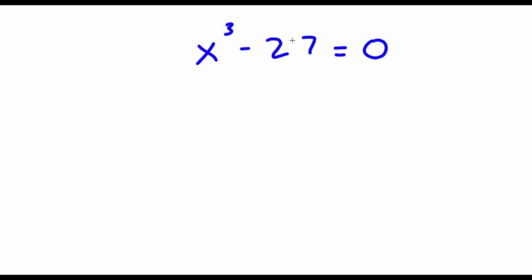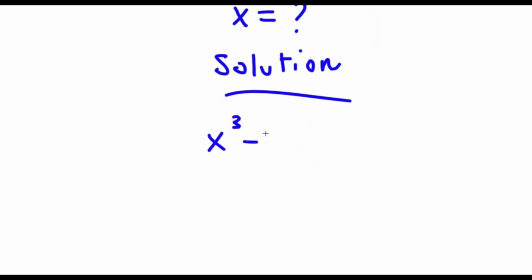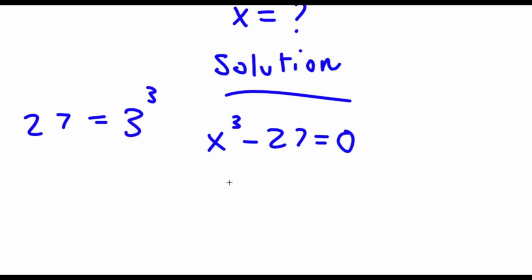Alright, so I have x to the power of 3 minus 27 is equal to 0. Now, I'm trying to find the value of x here. So, for my solution, I first start with x to the power of 3 minus 27 is equal to 0. Now, 27 is the same thing as 3 to the power of 3. So now if I substitute in 3 to the power of 3 for 27, I get x to the power of 3 minus 3 to the power of 3 is equal to 0.